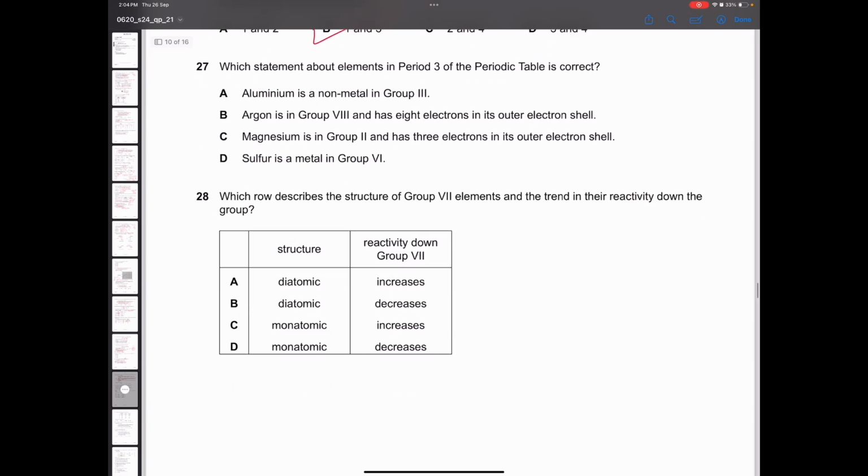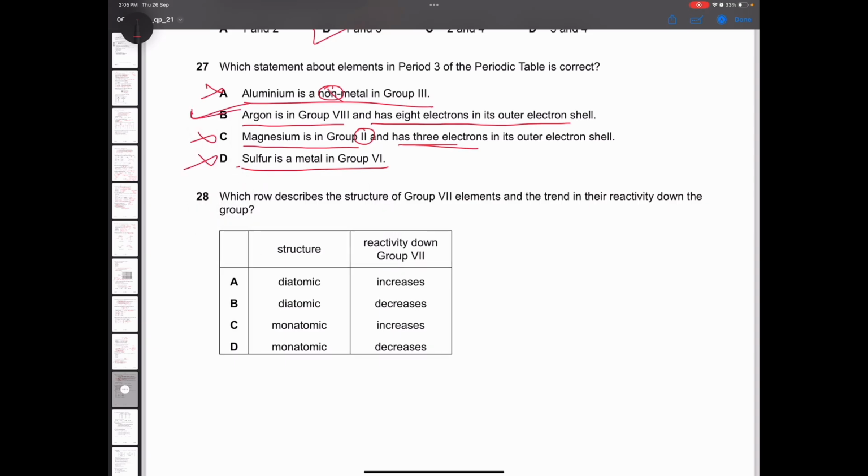Which statement about elements in period 3 is correct? Aluminium is a non-metal in group 3? No, it's a metal. Incorrect statement. Argon is in group 8 and has 8 valence electrons? Correct. Magnesium is in group 2 and has 3? No, if it is in group 2 it will have 2 valence electrons. Incorrect. Sulfur is a metal? Sulfur is not a metal. Option B is the correct one.